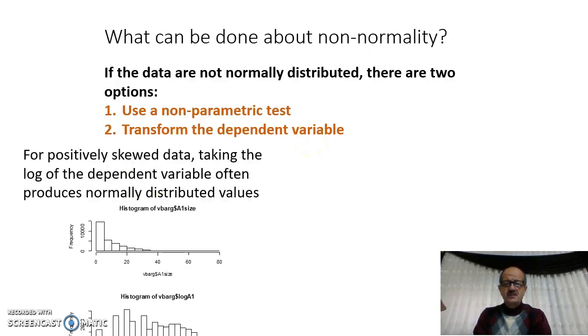What can be done about non-normality? If the data are not normally distributed, there are two options: either to use a non-parametric test, as we mentioned before, or transform the dependent variable. For instance, for positively skewed data, if the data are transformed to logarithmic values, then the distribution of the transformed data is approximately normal.